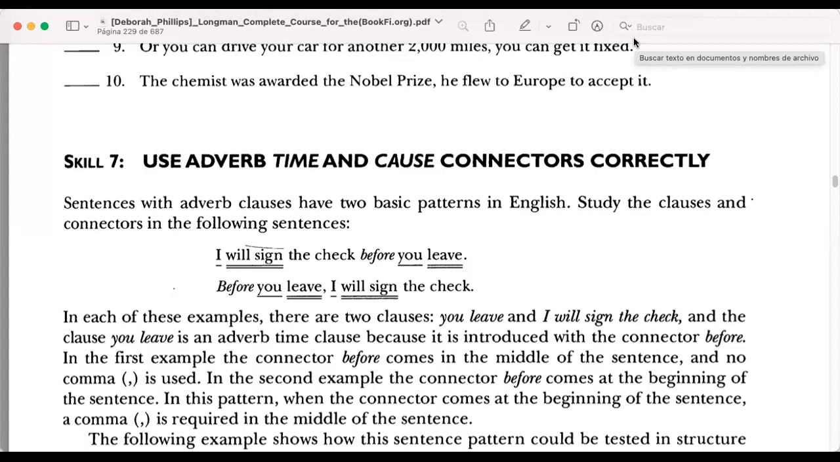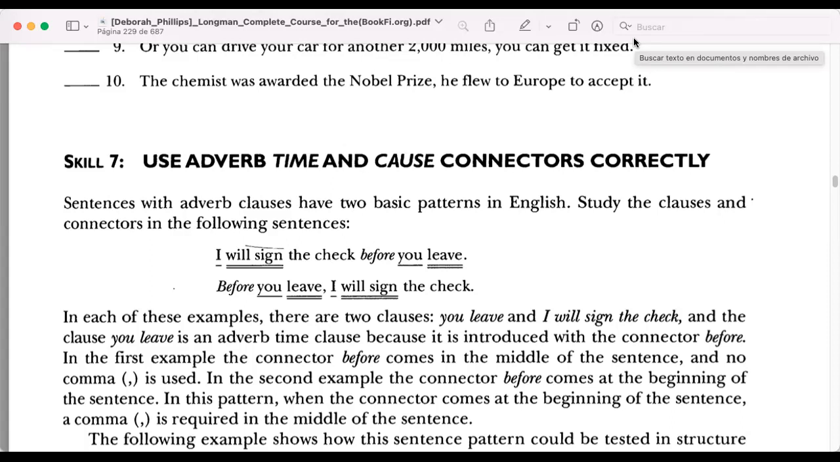Sentences with other clauses have two basic patterns in English. Study the clauses and connectors in the following sentences. Number 1, I will sign the check before you leave. And the second one, before you leave, I will sign the check. In each of these examples, there are two clauses, you leave and I will sign the check. And the clause you leave is another time clause because it is introduced with a connector, before.